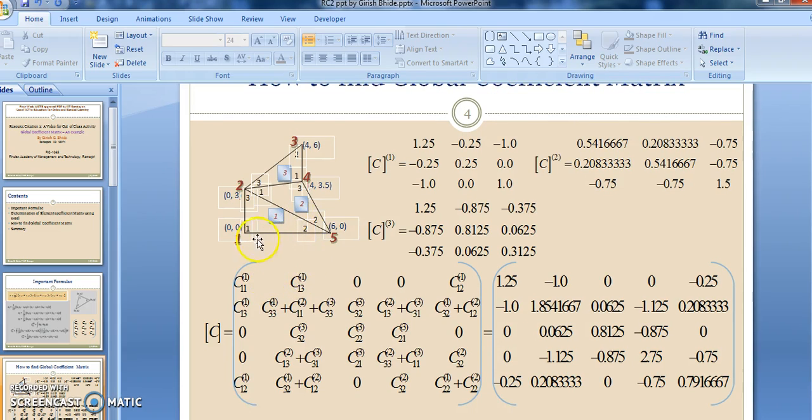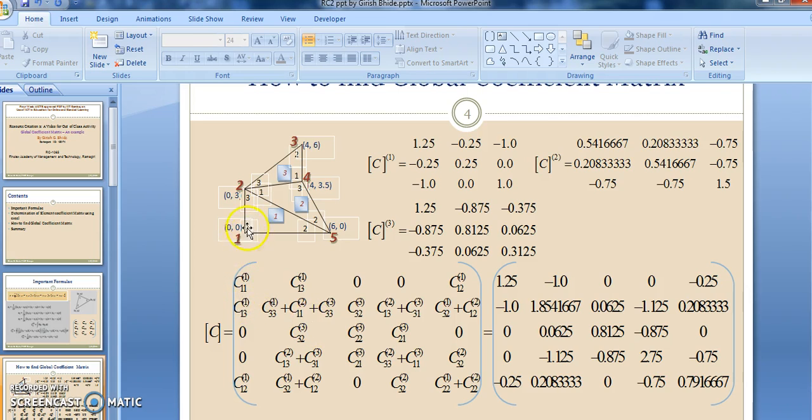Now this global coefficient matrix will consist of self terms, which are arranged in the leading diagonal, and the remaining terms are called mutual terms because they relate to different global nodes. For example, C12, C13, C14 and so on. Now let us discuss the formation of self terms first, beginning with C11.